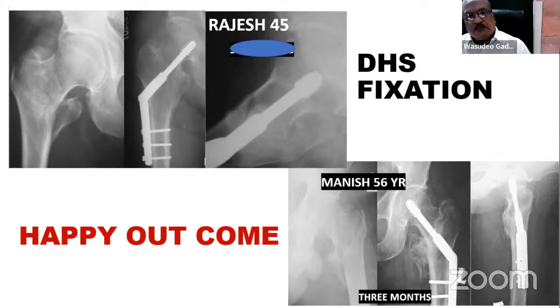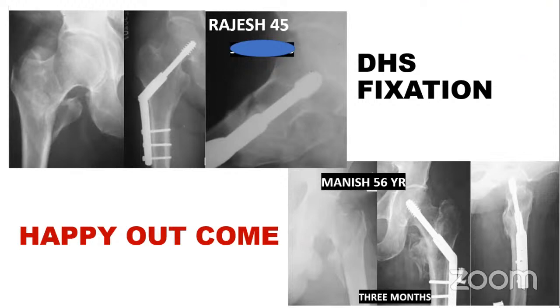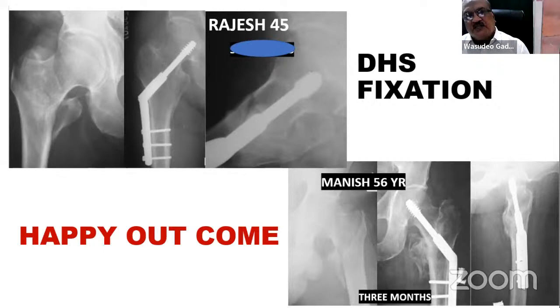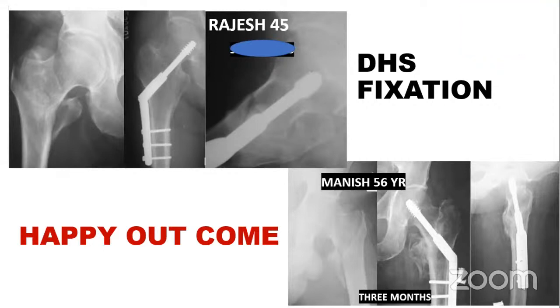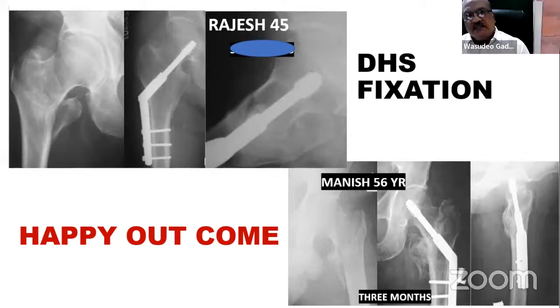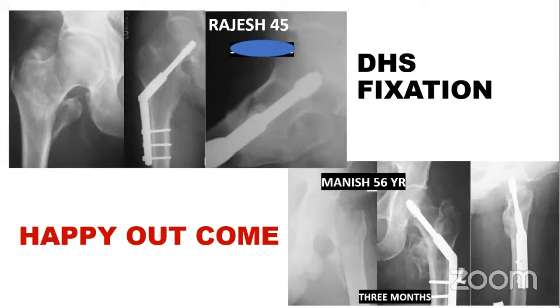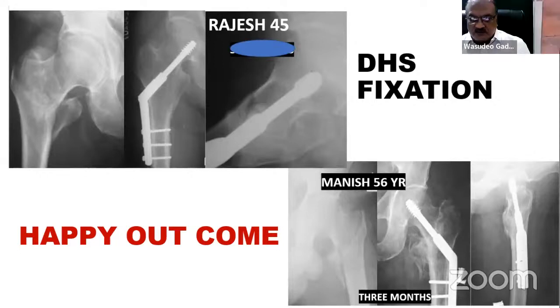It gives an opportunity to reduce the fracture; you can completely re-reduce if it is not reduced. Proper placement of the implant. So that is how the DHS is still the gold standard in a stable intertrochanteric fracture.